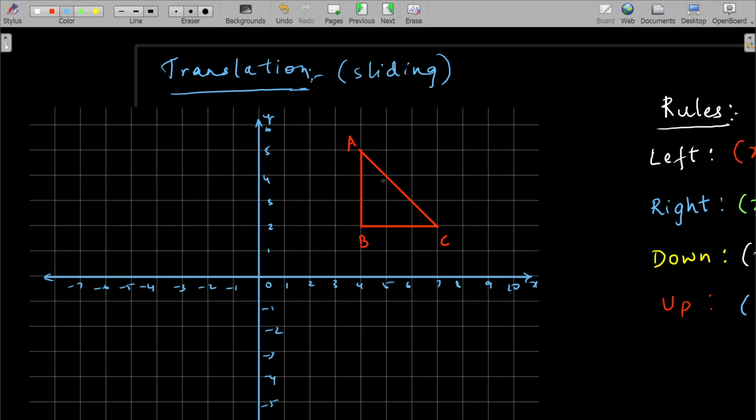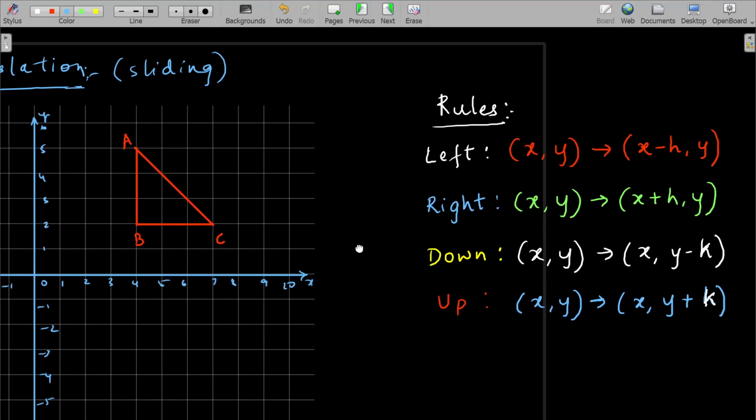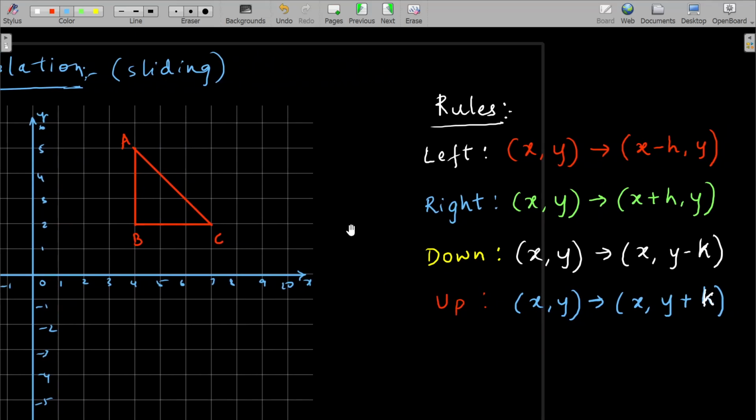Starting with translation. As we have seen previously, translation means sliding or shifting or moving something from one place to another. The best word to describe translation is sliding. So here are 4 rules which depict how you can slide a figure or an object in 4 different ways. So you can slide an object towards left, which is the first rule.